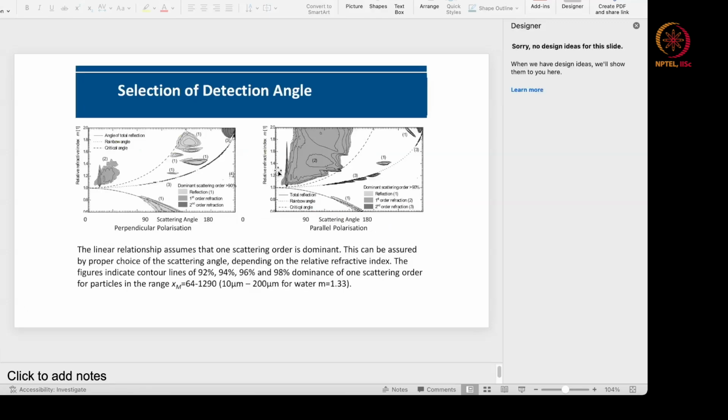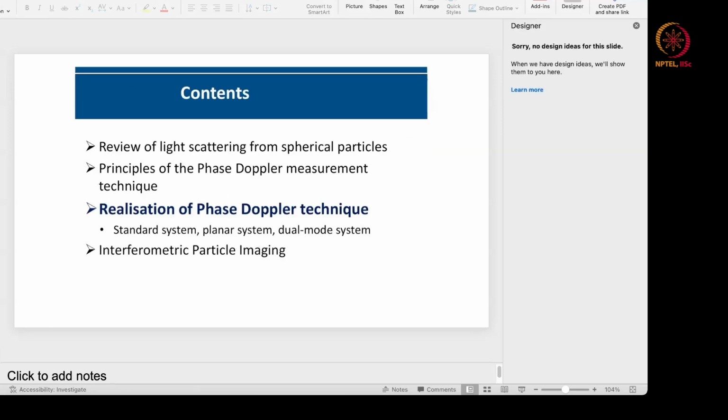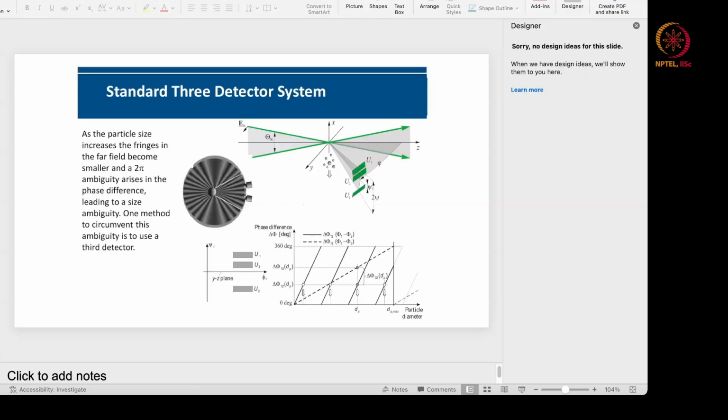We also talked about the selection of the detection angle. So now the time comes to ask how you actually realize these phase Doppler techniques. What are the standard systems and what are the planar systems? What are the dual mode systems? That is what we are going to do next. If you look at a standard system, which we call a 3 detector system, take a very close look at this particular picture over here.